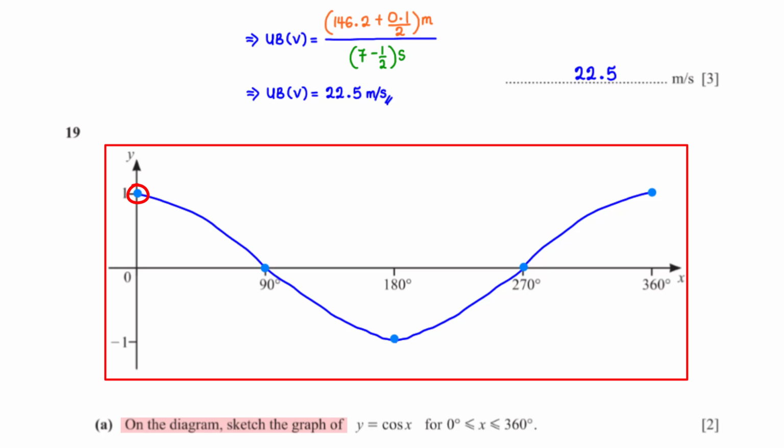When x is 0, y equals cos 0 is 1. When x is 90 degrees, y equals cos 90 is 0. When x is 180 degrees, y equals cos 180 is negative 1. When x is 270 degrees, y equals cos 270 is 0. And when x equals 360 degrees, y equals cos 360 is 1. After plotting these sample points, we connect the points with a smooth line.